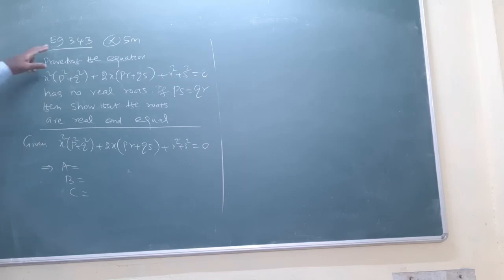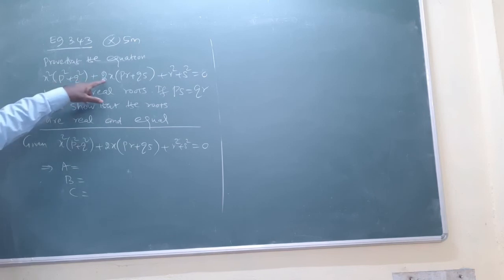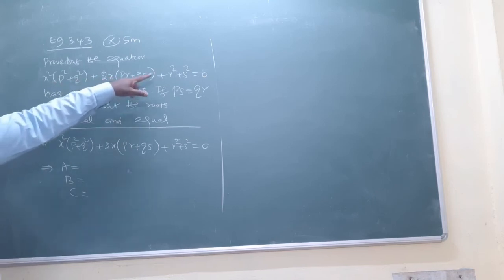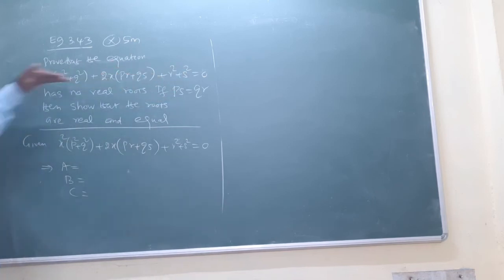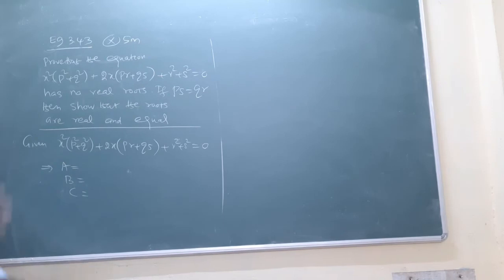Now one example problem, example 3.43, 5 more questions. Prove that the equation (p² + q²)x² + 2(pr + qs)x + (r² + s²) = 0 has no real roots. First part: no real roots means you will find delta, that is b² minus 4ac, you will get a negative answer. Then the roots are not real.